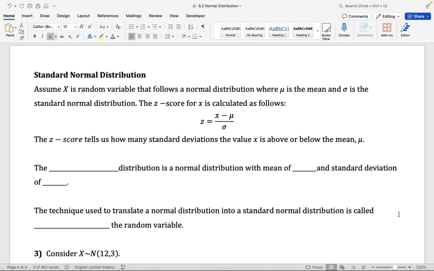Now I'm going to show you a special normal distribution, which is called the standard normal distribution. We're going to assume that x is a random variable that follows a normal distribution, where mu is the mean and sigma is the standard deviation. If we wanted to compute the z-score for any x value under this distribution, that z-score would be calculated as follows: z is equal to x minus mu divided by sigma.